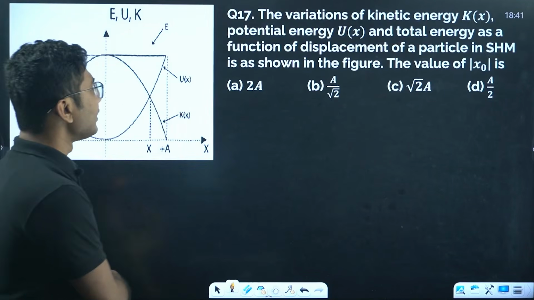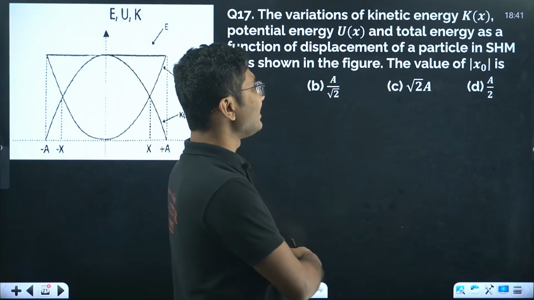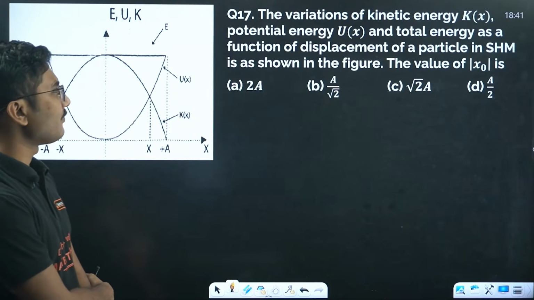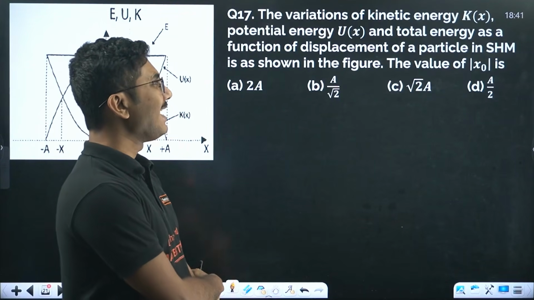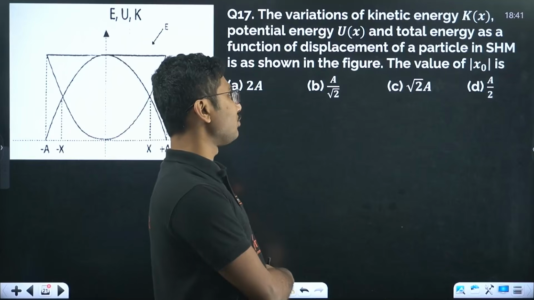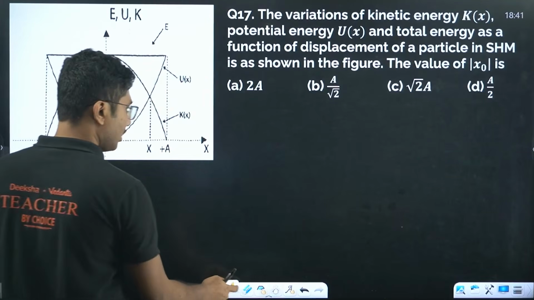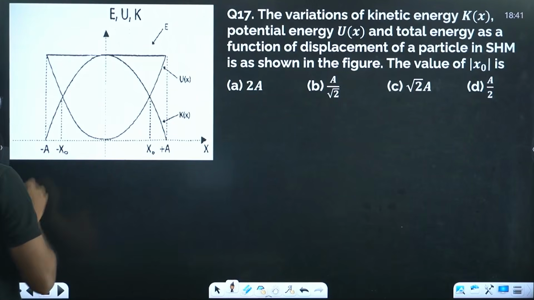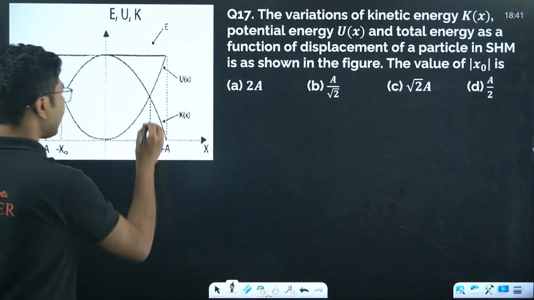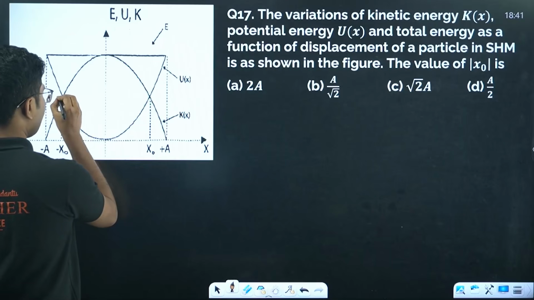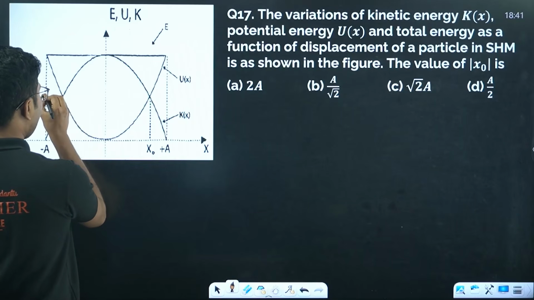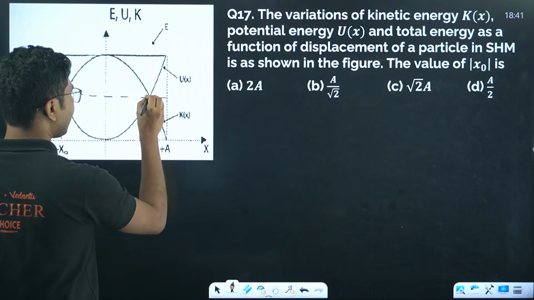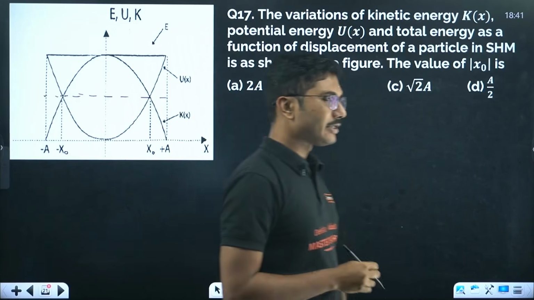Now next, the variation of kinetic energy Kx, potential energy Ux and total energy as a function of displacement of a particle in simple harmonic motion is shown in the figure. Find the value of x0. Now here x0 is this point. The 0 is missing here. So we know that when these two graphs cross each other, they have the same coordinate, which means the value must be the same. So at this point potential energy and kinetic energy must be the same.